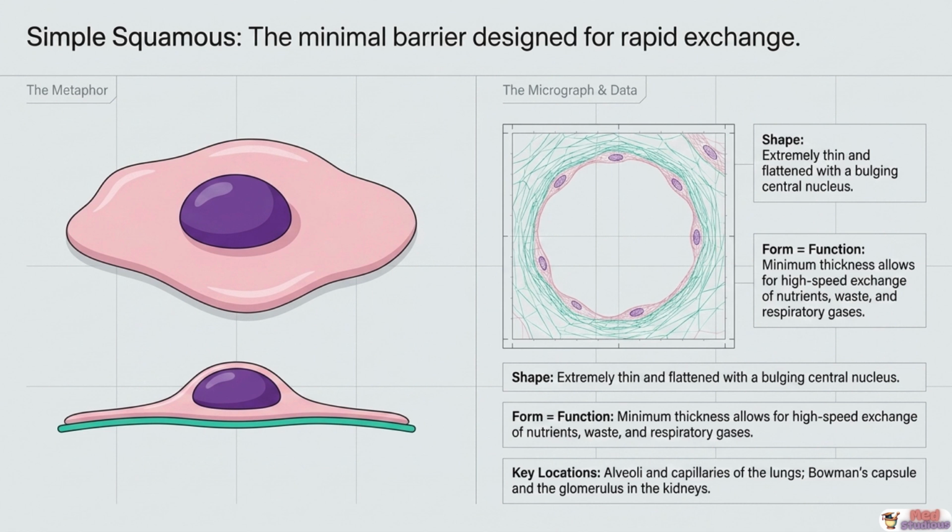You will find simple squamous epithelium in two critical anatomical locations. First, in the alveoli of the lungs and the walls of capillaries, where millisecond gas exchange between air and blood is essential for every breath you take. Second, in Bowman's capsule and the glomerulus of the kidney, where it forms part of the filtration barrier that processes approximately 180 liters of plasma per day. An important exam fact: simple squamous epithelium is the most fragile type. It offers minimal mechanical protection, which is precisely why it is never found in areas subjected to physical wear. Its sole purpose is rapid, passive diffusion.